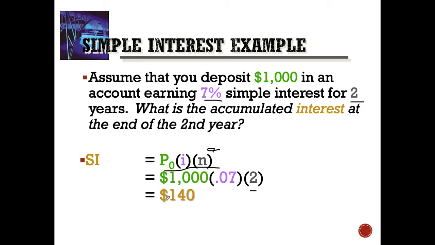You can use a calculator here, and the final result is $140. This is the solution. So the accumulated interest at the end of the second year is $140.